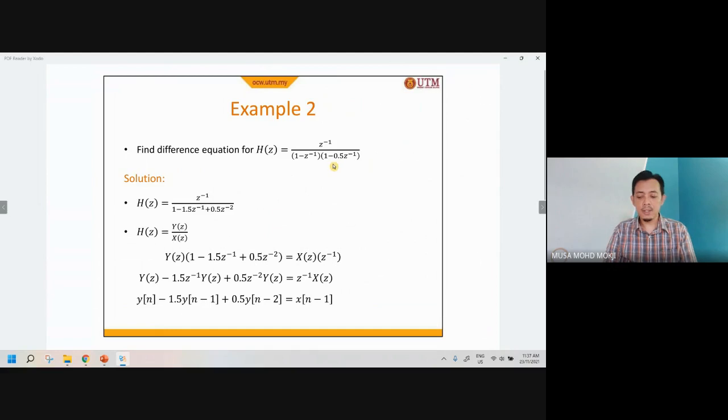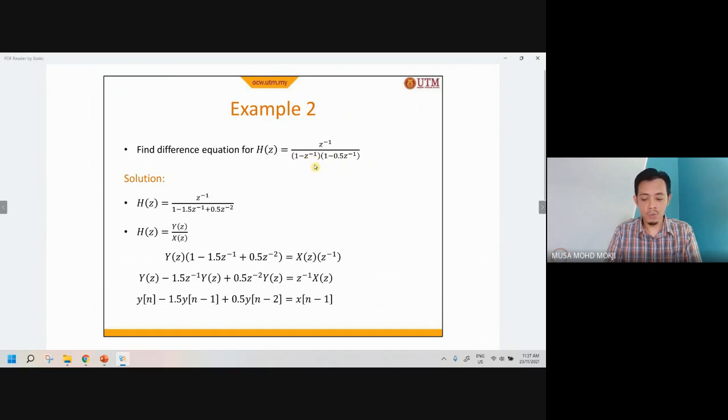Why this is quite important is because when we do design later in week 12, 13, we will get this form. After you design, you will get this form, but you need the difference equation as your final product. So that's why this example is quite important.